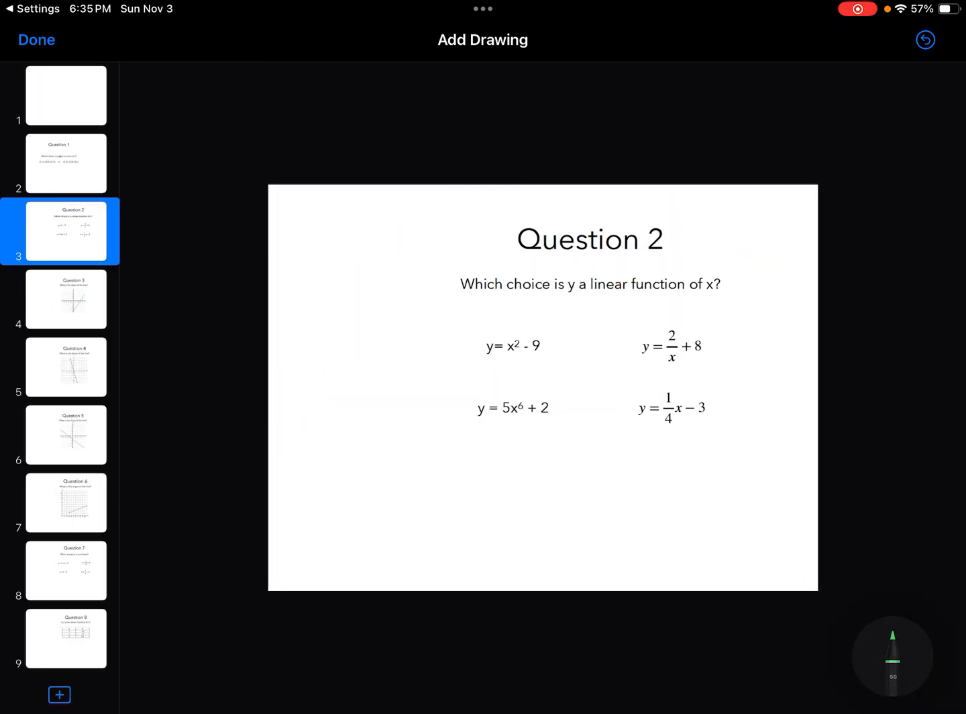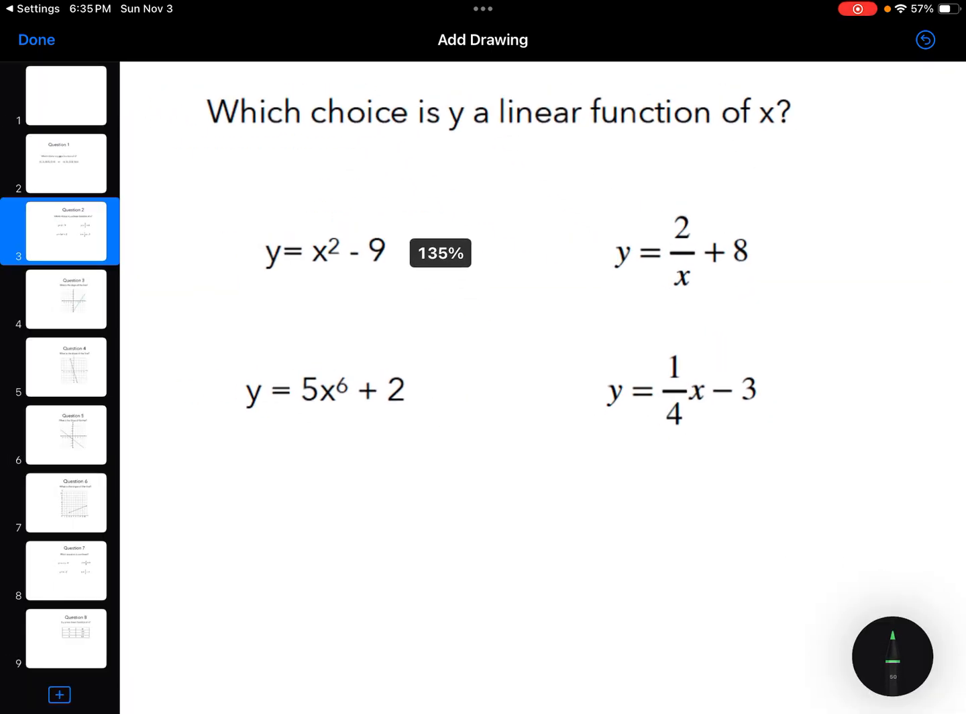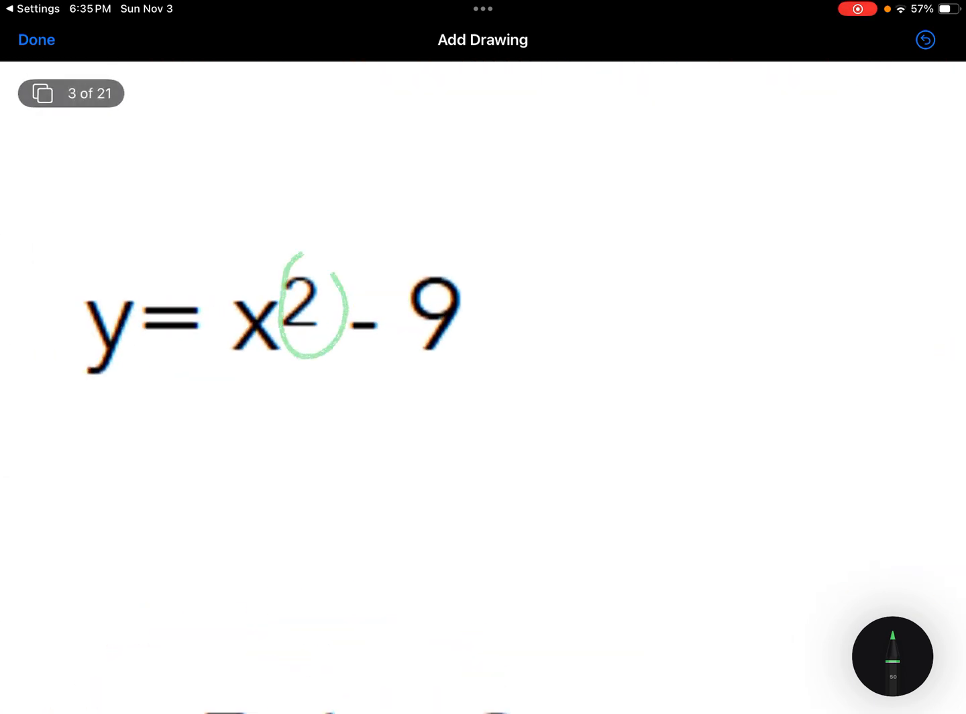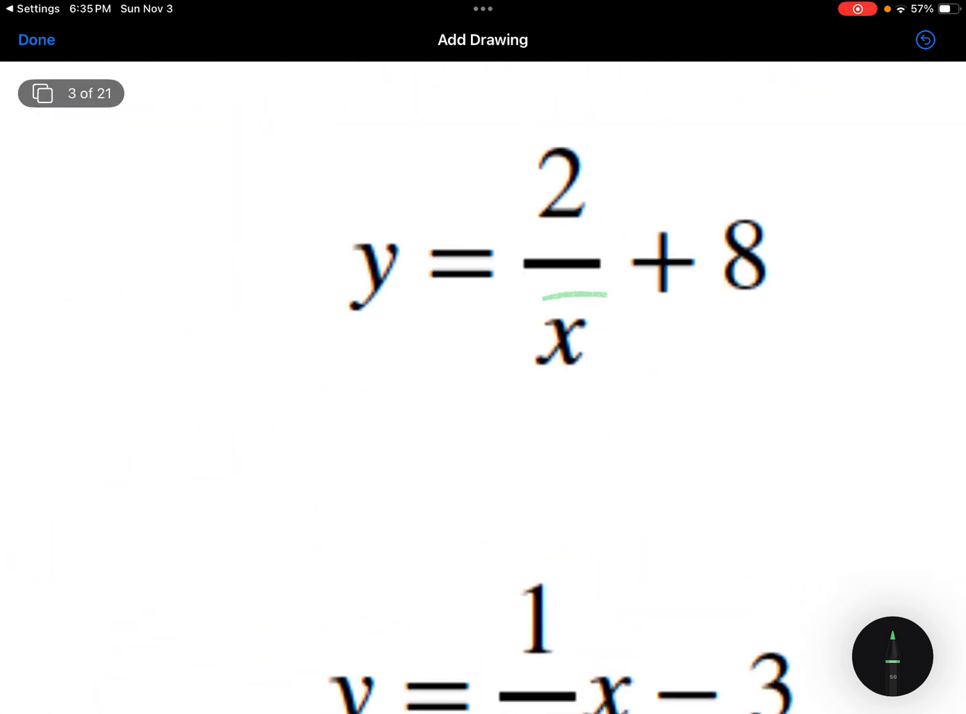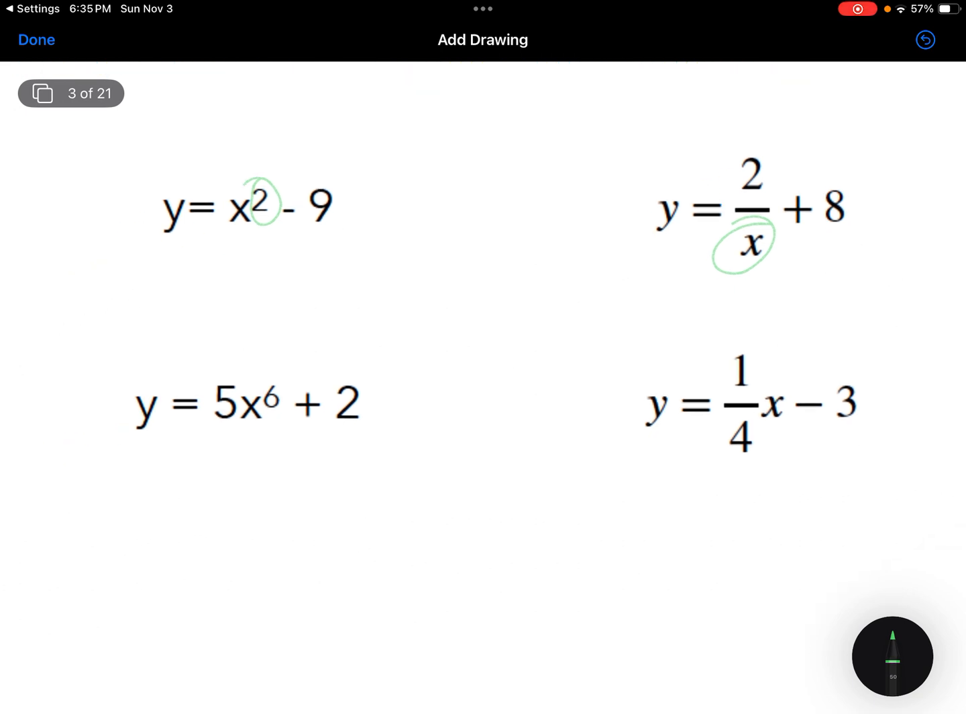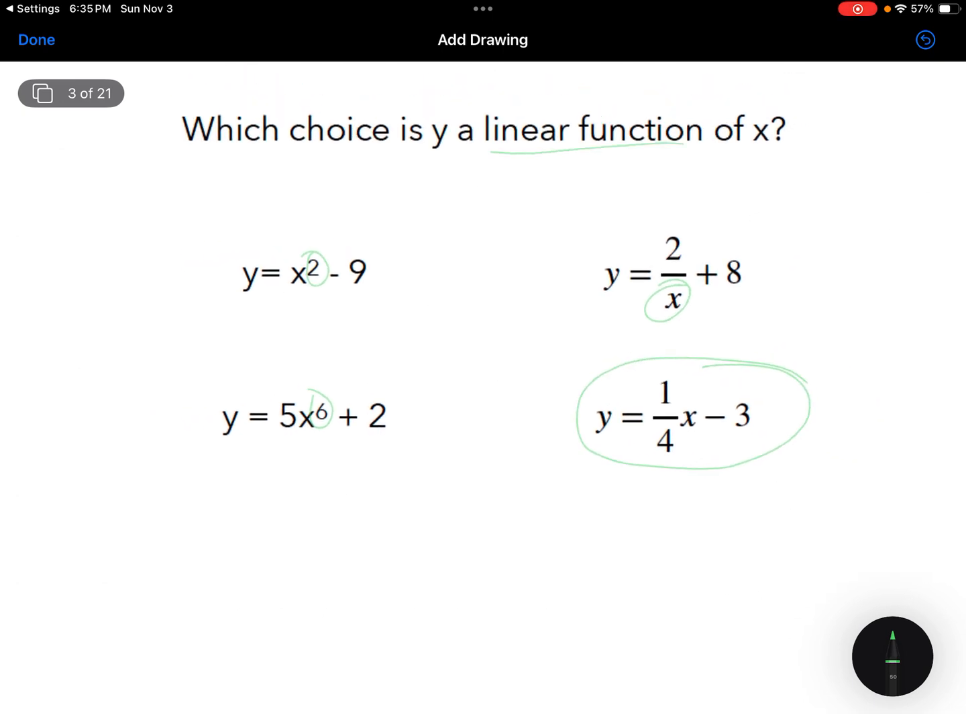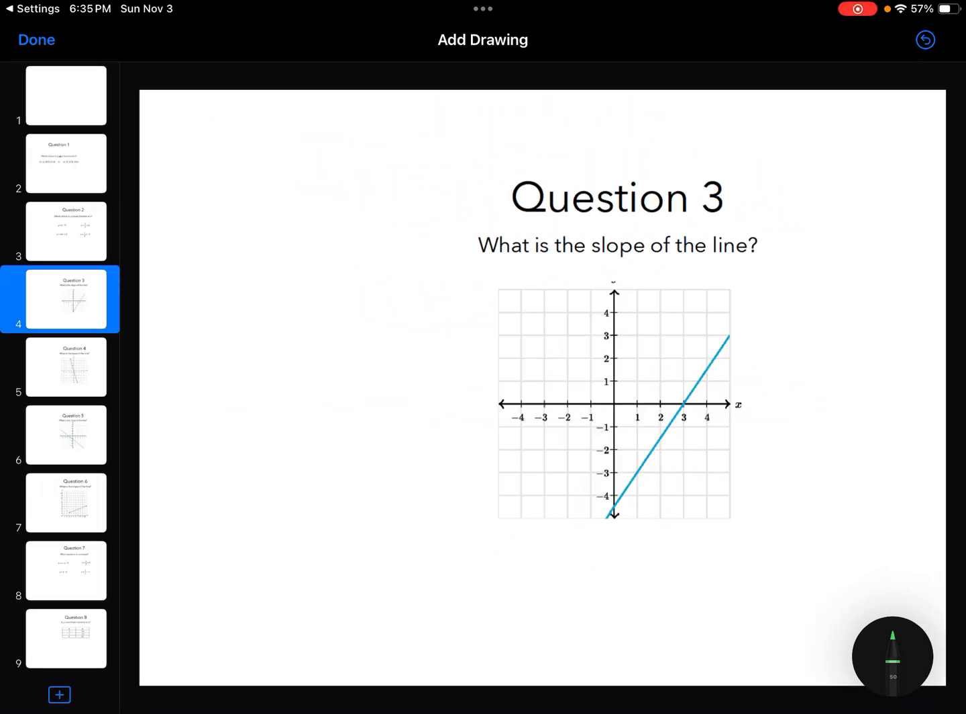All right, which choice is a linear function? It cannot have an exponent. It cannot divide by x. So that means this one is going to be a function. And remember, it's got to make a line. It cannot make a V shape. It can't make a parabola shape. It can't make any other kind of shape. It's got to make a line.